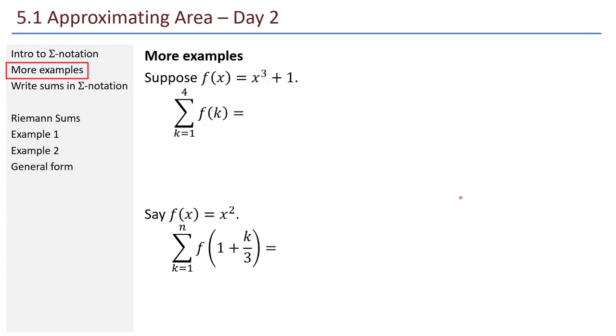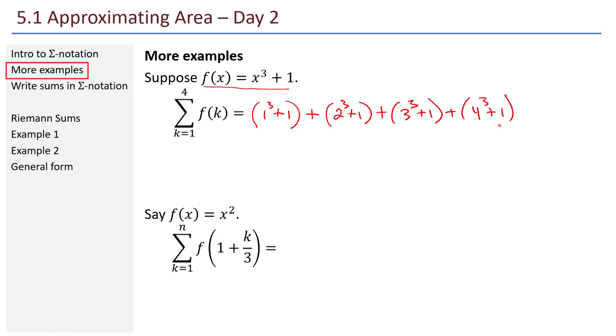Two more examples. Let's say that I have a function defined. My function is f of x equals x cubed plus 1. How do I figure out the summation as k goes from 1 to 4 of f of k? Well, let's just plug in various values of k. When k is 1, I get 1 cubed plus 1. When k is 2, 2 cubed plus 1. 3 cubed plus 1. 4 cubed plus 1. There it is. And for what it's worth, you could add all these things together, and it turns out that the answer for this is 104.